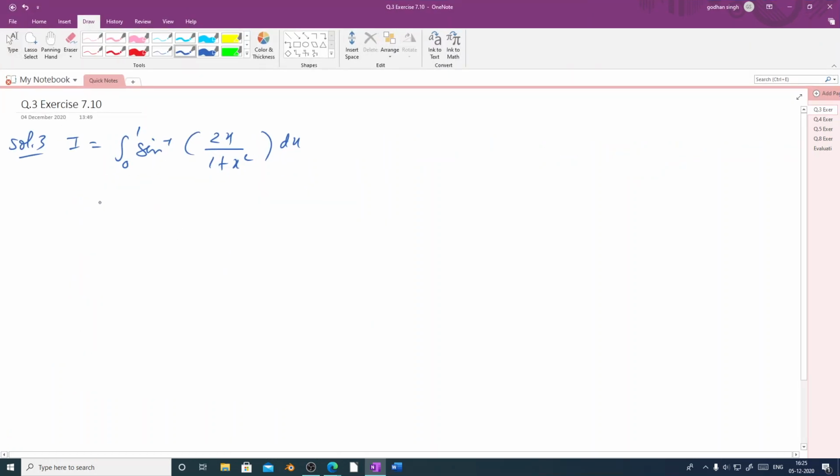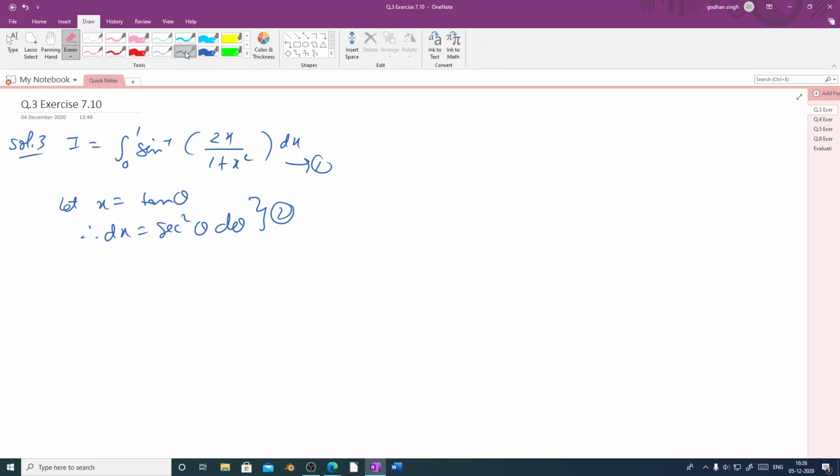So let us take x as tan theta, because we know that 2 tan theta over 1 plus tan square theta is sine 2 theta. So sine inverse and sine will cancel each other. Therefore this will give us dx equal to sec square theta d theta, and let this be 1 and this will be 2. So putting 2 in 1, before that we'll have to change the limits also.